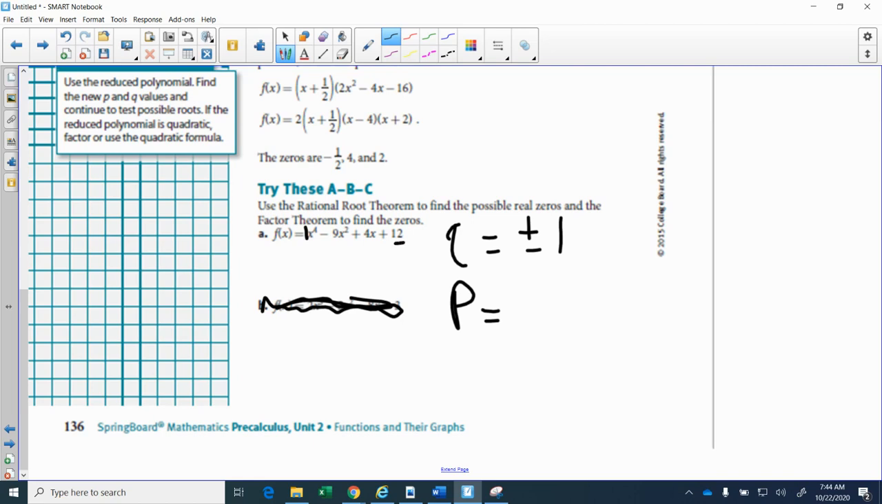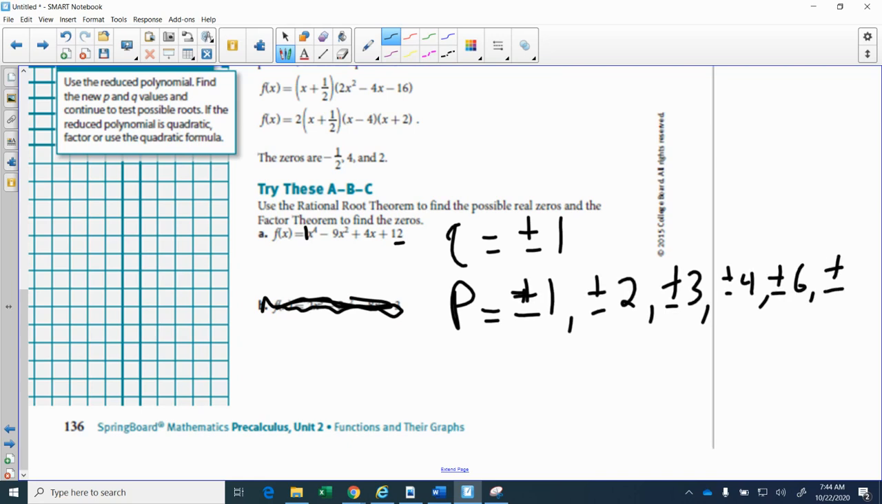So you have to think, plus or minus 1, because 1 will go into 12. The next one would be 2, because 2 times 6. And then the next one would be 3. And now we just add the factors that multiply with it: 3 times 4, 2 times 6, and 1 times 12. So what we have here is Q, which is all of our factors of our leading coefficient, and P, which is all of the factors of our ending coefficient.